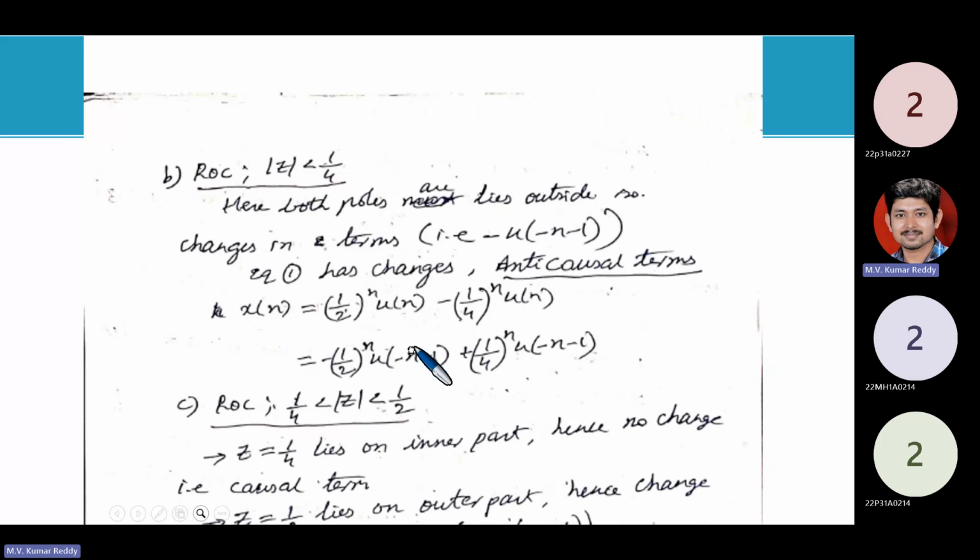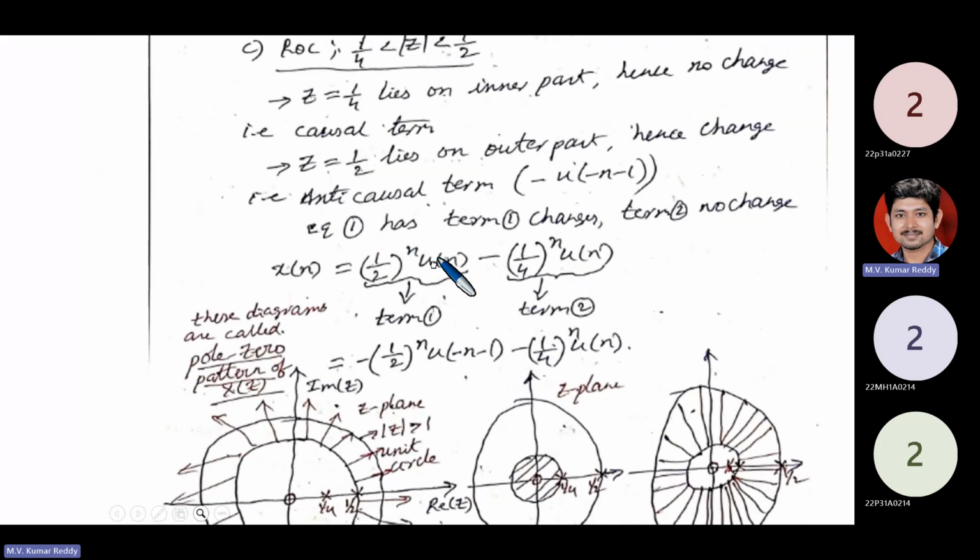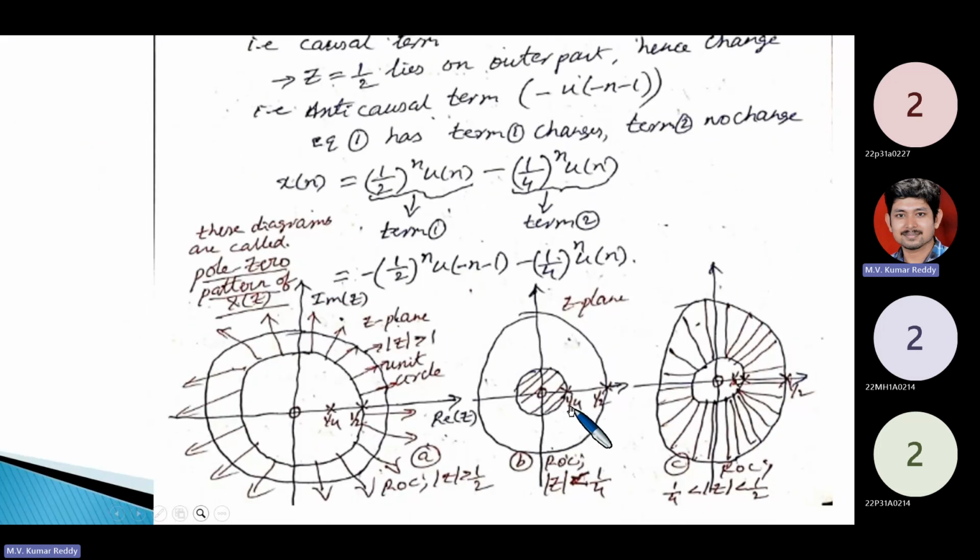Okay, what are the two poles? 1/4 and 1/2. This is the diagram. Here we are considering |z| less than 1/4. So the shaded part is this one. The shaded part is inside, which means it is on the right side.